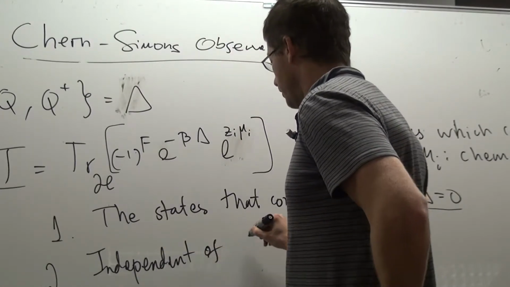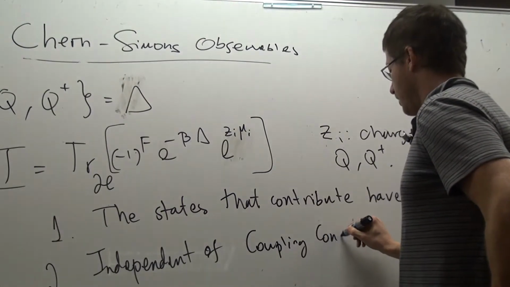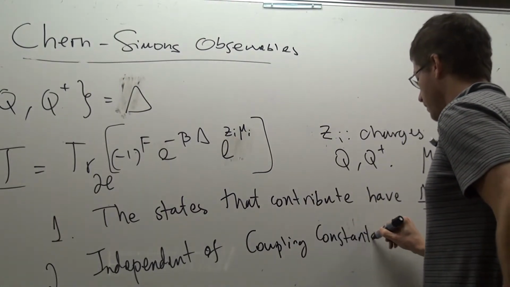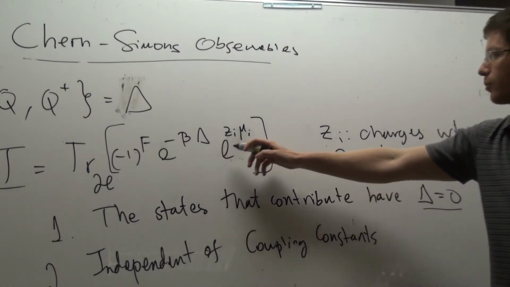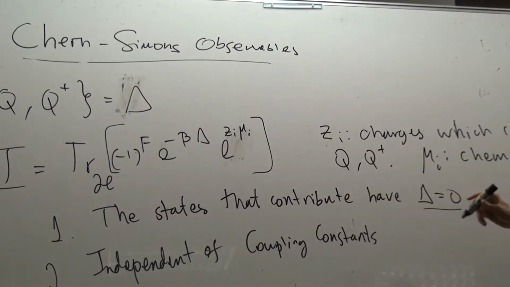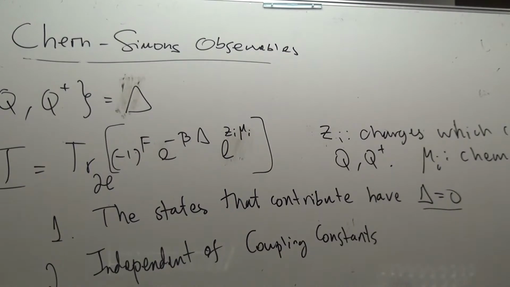So it's independent of the couplings, of coupling constants. And the reason for that is the following. There is a picture that explains why this is true. Intuitively, it's kind of obvious, because the states that contribute to this index are those that have delta equals 0, and in many cases there will be finitely many of them. So this is just some kind of integer. So an integer cannot depend on coupling constants.